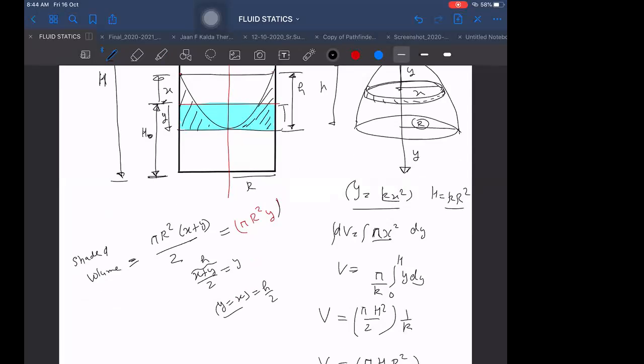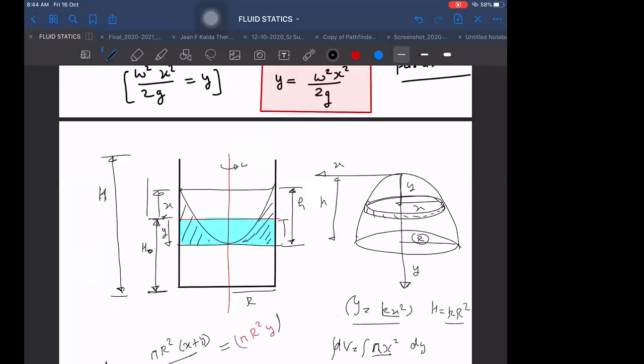Then it is so simple to tell now how much height this can maximum rise. It can rise a maximum height of h minus h naught. That much it can rise, and then it will start spilling out. Then how much can it go deep? It can also go deep by the same amount.